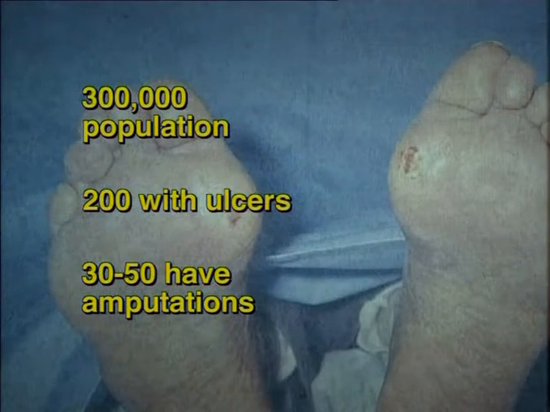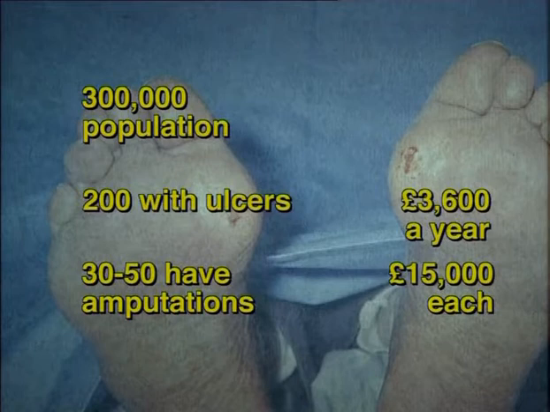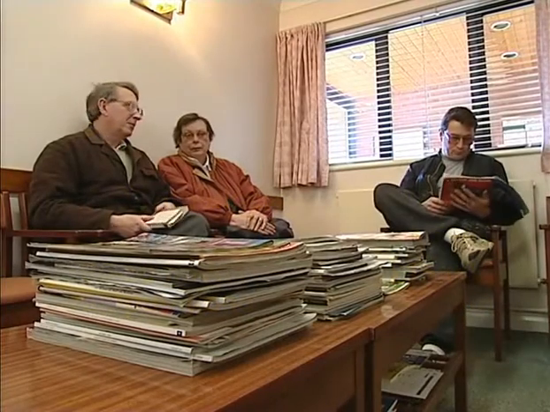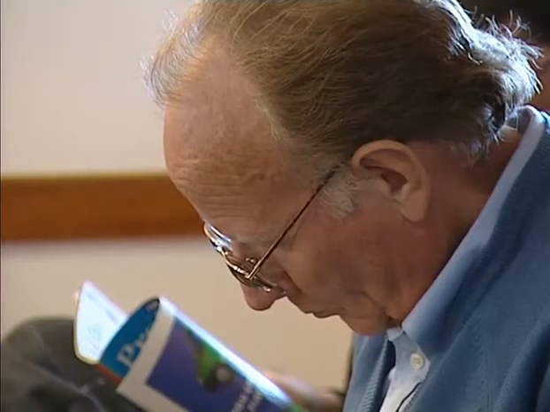UK studies have estimated that the cost of managing a diabetic foot ulcer is £3,600 a year, and the cost of a single major amputation is approximately £15,000. It's been shown that by establishing a multidisciplinary foot service and regular screening and education, amputations can be reduced by up to 50%.